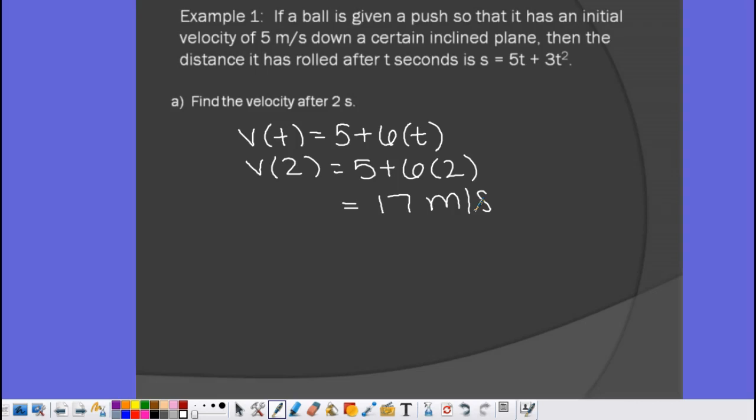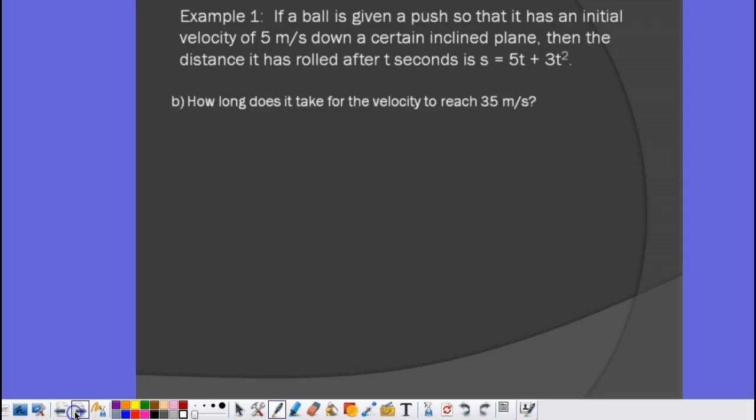How long does it take for the velocity to reach 35 meters per second? So what's the idea happening in part B? If I want it to be 35 meters per second, where am I utilizing that in this formula? 35. So it's 5 plus 6t equals 35. Subtract away your 5, so you get 6t equals 30.